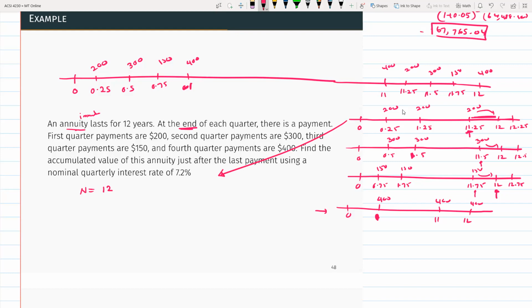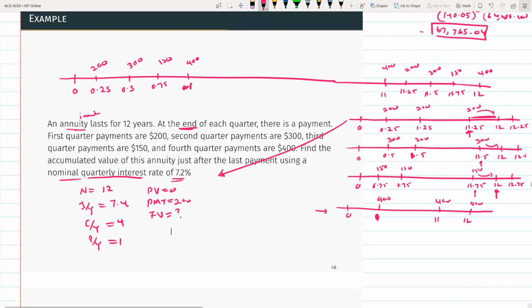And then the rate is 7.4, but that's a quarterly nominal rate. So that means compounding per year is 4. Payment per year is 1. And then the present value is 0. Payment is 200. And the future value, okay, that's what you want to know.